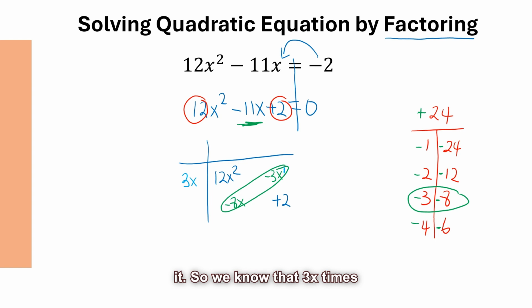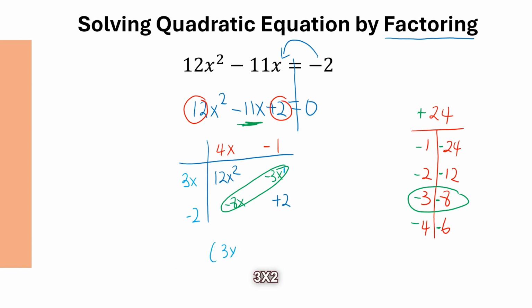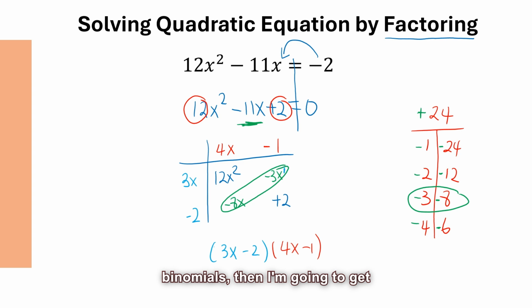We know that 3x times 4x is 12x squared. 3x times -1 is -3x. And -2 times 4x is -8x, and -2 times -1 is +2. So now I have found the factors of this quadratic equation, which is 3x minus 2 times 4x minus 1. Because if I distribute these two binomials, I get 12x squared minus 11x plus 2.